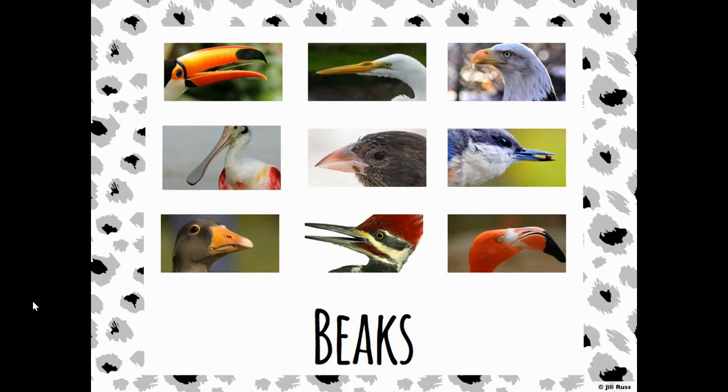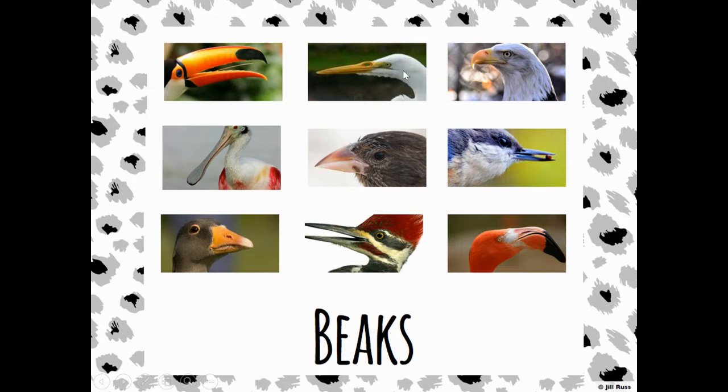Beaks. Look at all these different kinds of beaks of these birds. Beaks are often used to identify birds. The main function of a beak is for feeding. That's how they eat. So the shape of a bird's beak can help scientists identify what the birds eat.